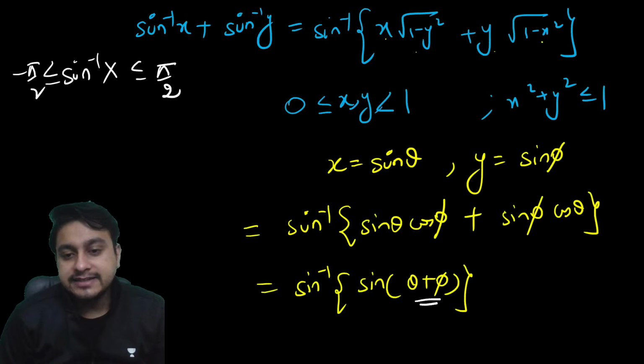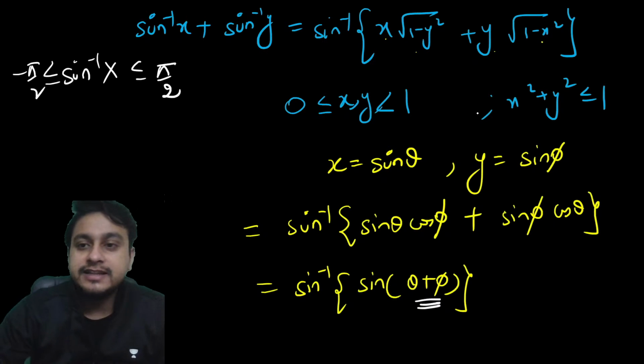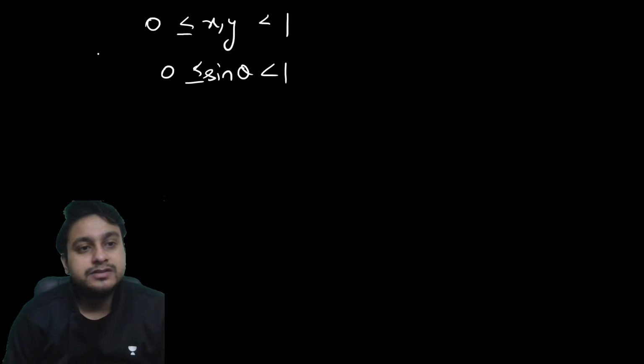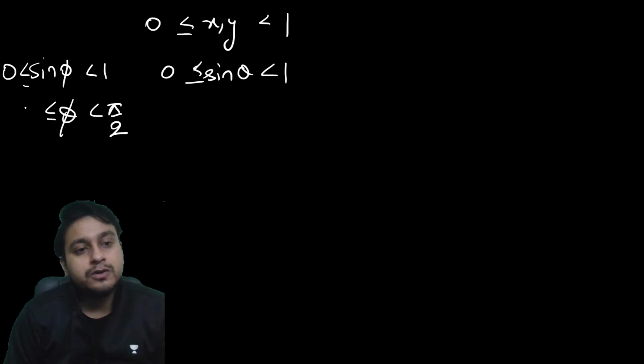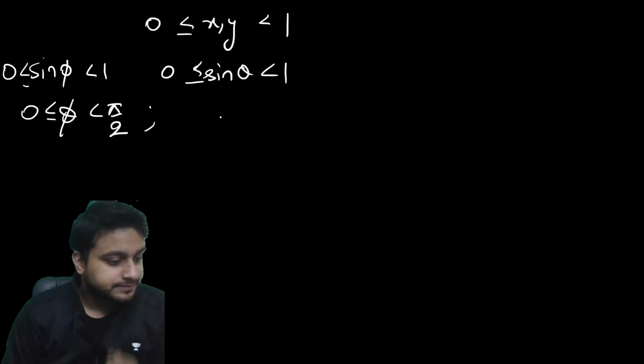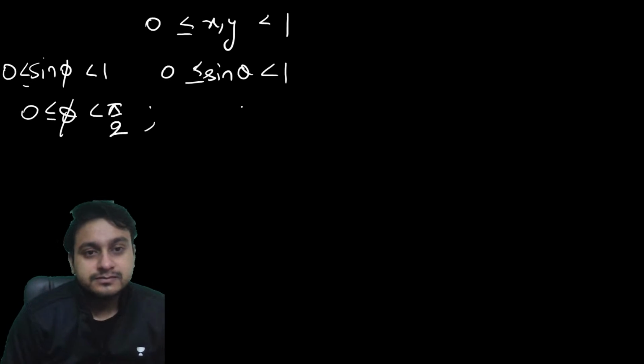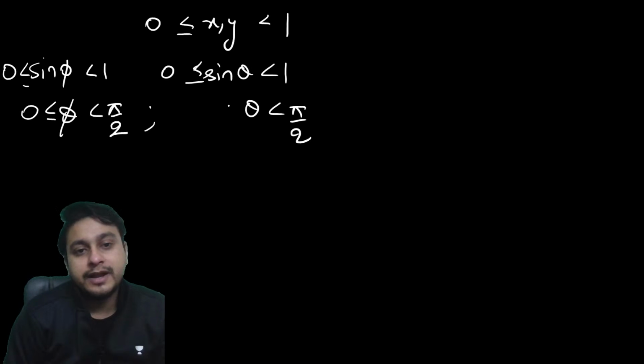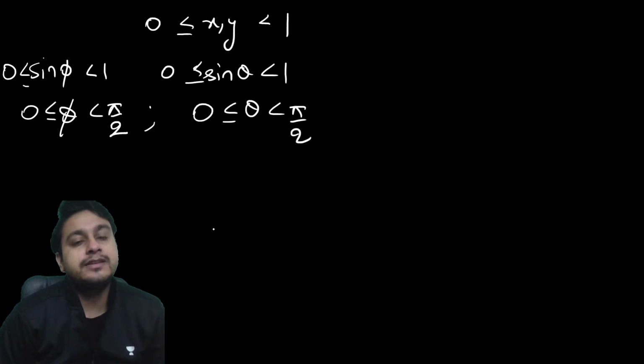Okay, so guys, let's analyze this theta plus phi. We have a few conditions. Let's see. The first thing is that x comma y is less than 1 and greater than or equal to 0. That means sine theta will be less than 1 and greater than 0. And similarly, your sine phi will also be less than 1 and greater than or equal to 0. That means your phi will be between pi by 2 and 0. Your theta will also be between pi by 2 and 0.